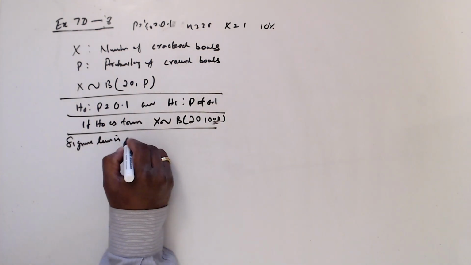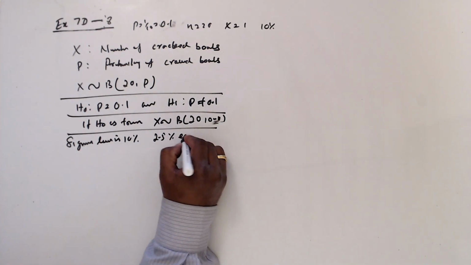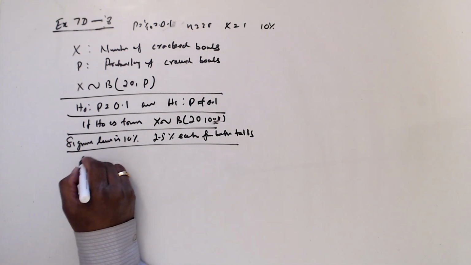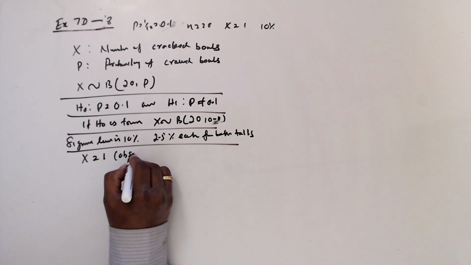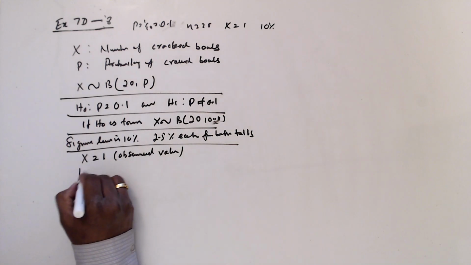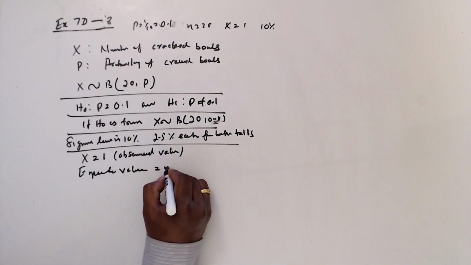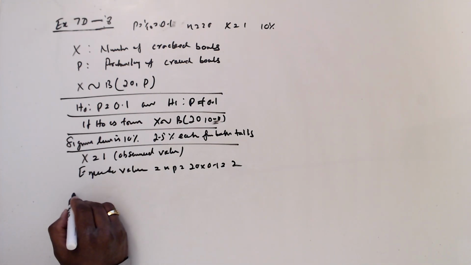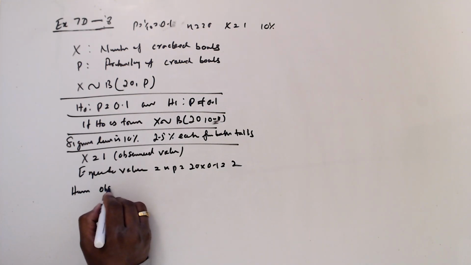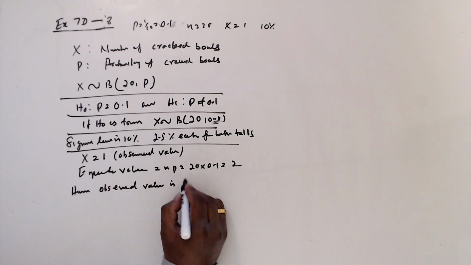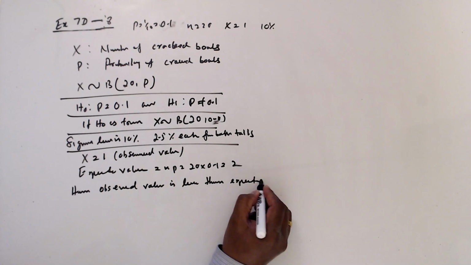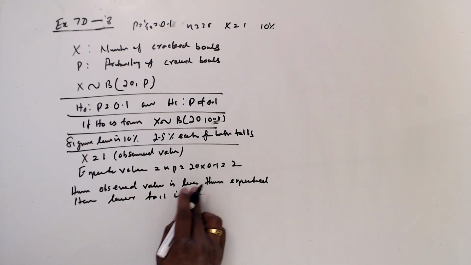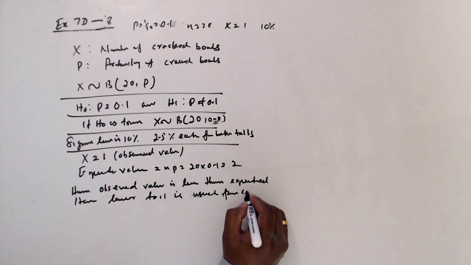The significance level is 10%, so 5% for each tail. The observed value is x equals 1. The expected value is np, 20 times 0.1, which is 2. Hence the observed value is less than expected, so the lower tail is used for the calculation.